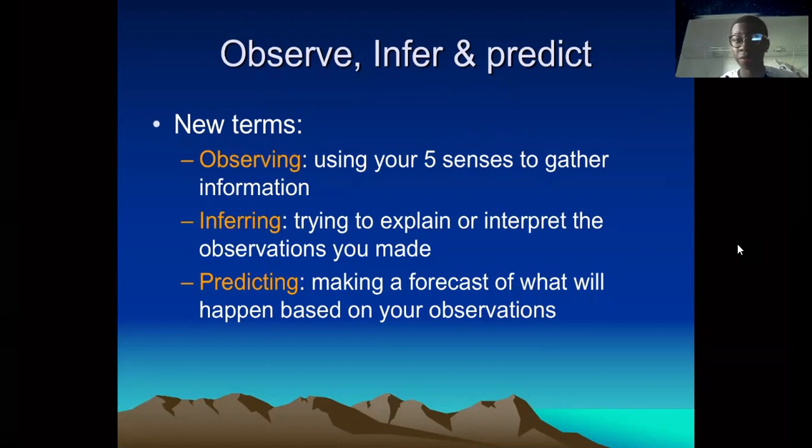Observing, so to take notes, is using your five senses to gather information. Inferring is trying to explain or interpret the observations you made, and predicting is making a forecast of what will happen based on your observations. They all correlate and tie into one another. Remember that.